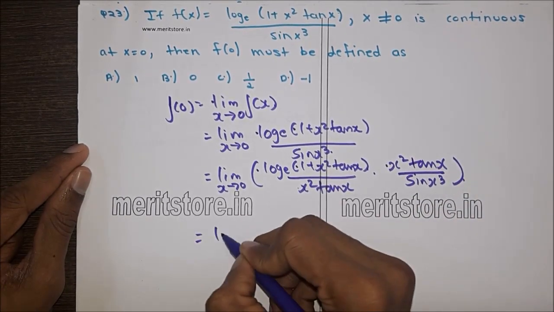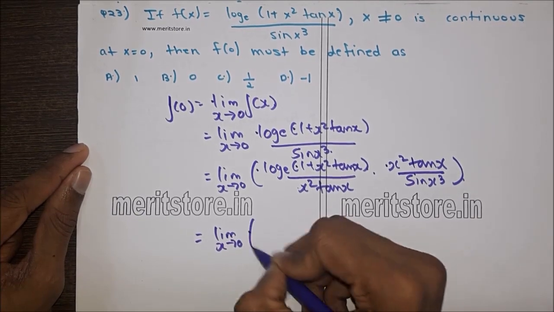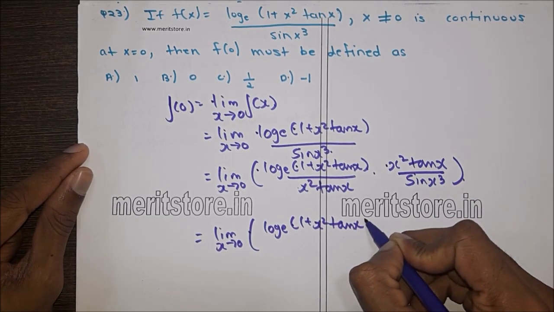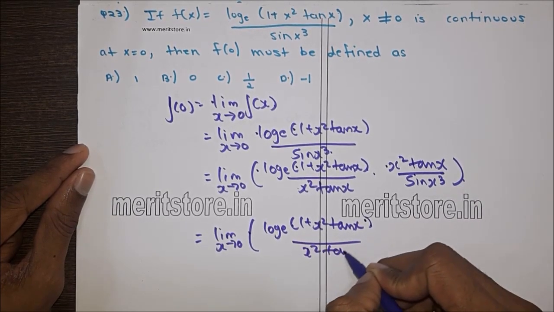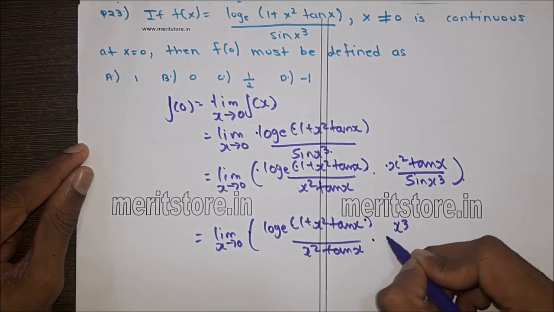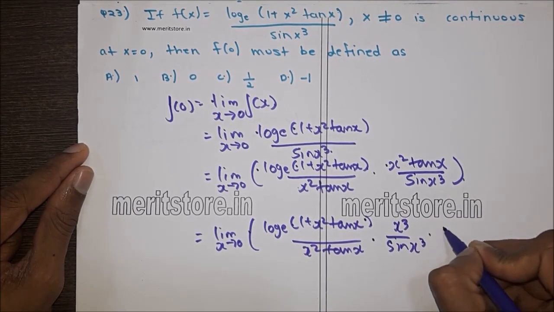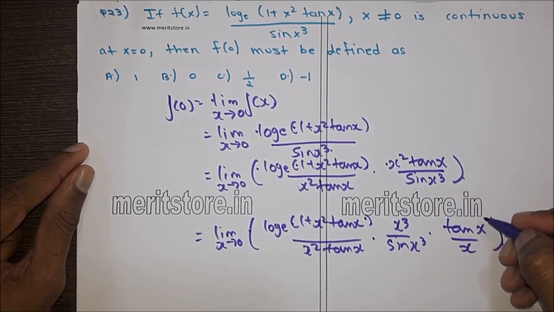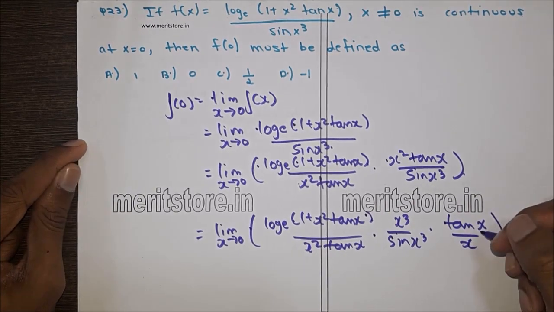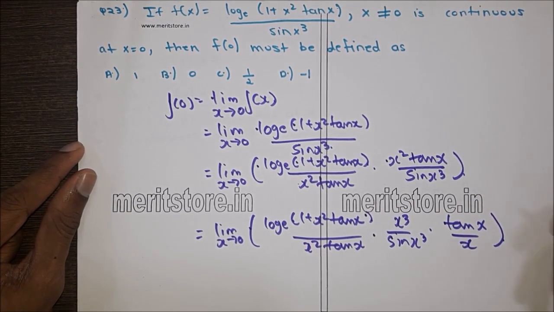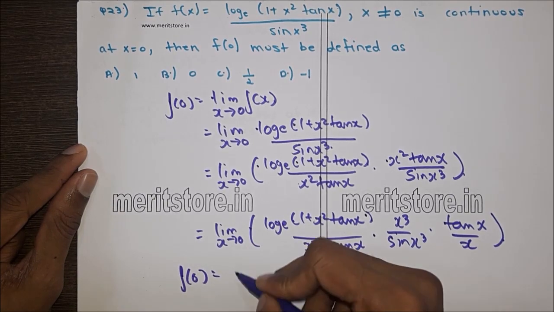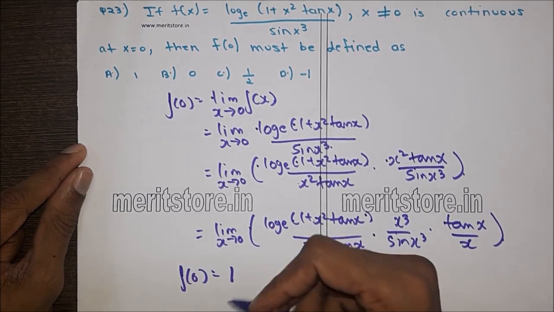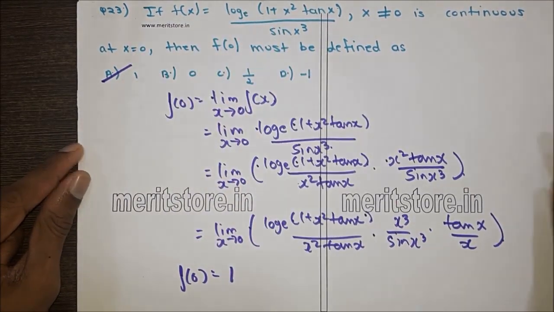For the solving we can write limit x approaches 0 of log to the base e of (1 plus x square tan x) upon x square tan x into x cube upon sin x cube into tan x upon x. So we solve for this, and in the limit we can substitute x as 0, so we get f of 0 equal to 1, which matches with option A. Therefore option A is the correct answer.